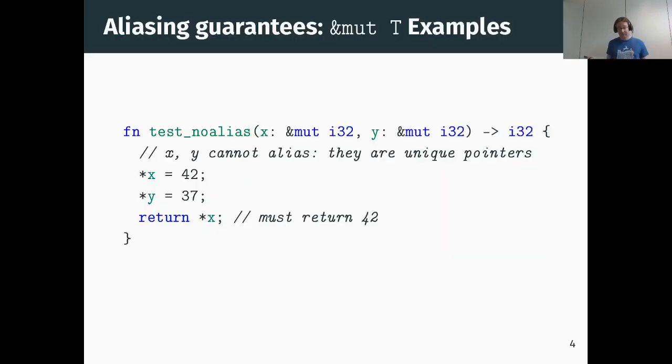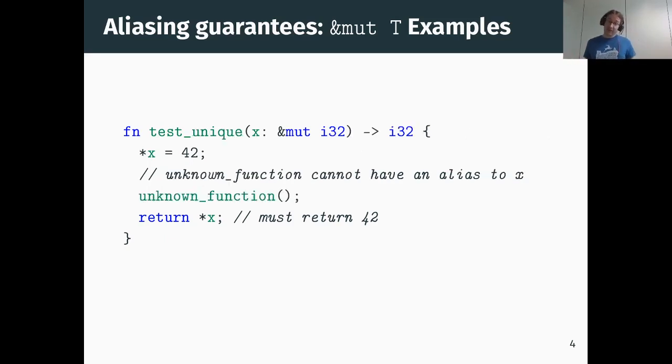Let us look at some examples of that. Here we have a test_noalias function that takes two mutable references, x and y, and then it stores 42 into the first reference, 37 into the second reference, and then reads the first reference x again and returns the value stored in there. If this were a C program, then there is the possibility that both x and y point to the same location in memory, and the function would actually return 37. But because x and y cannot alias, this is impossible in Rust, and so we know that this function has to return 42, and we would like the optimizer to just replace this by a constant return 42.